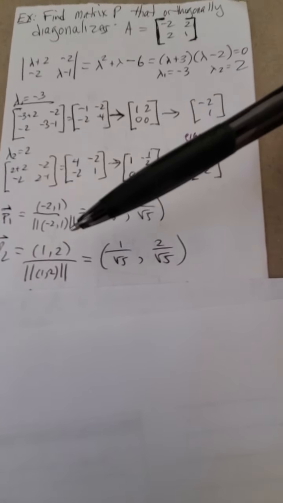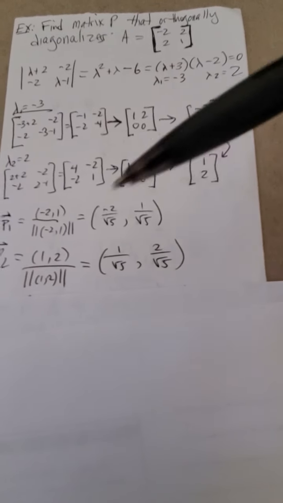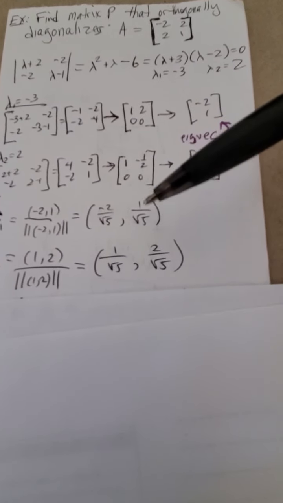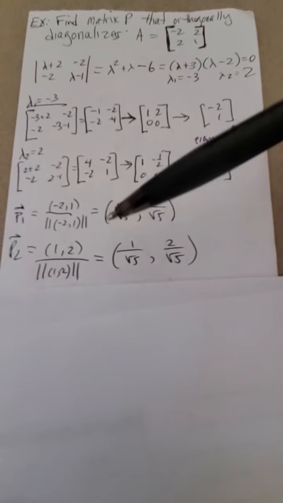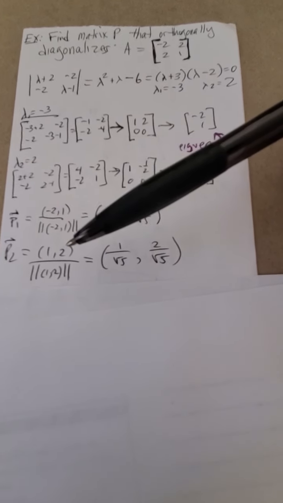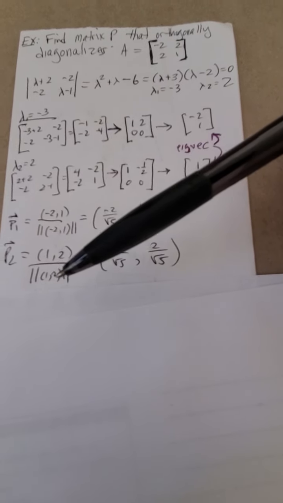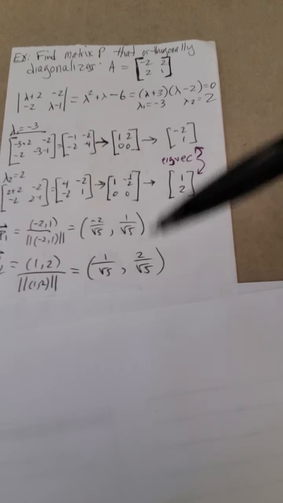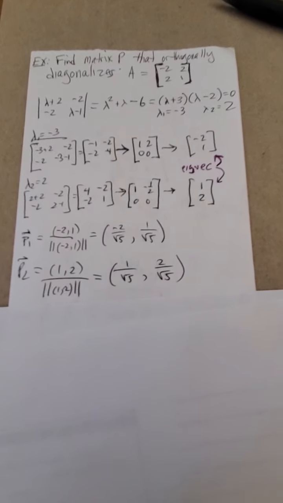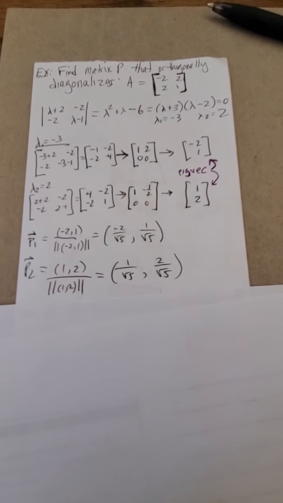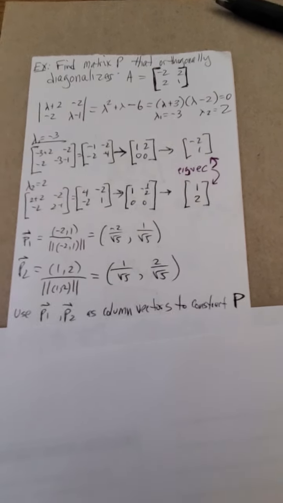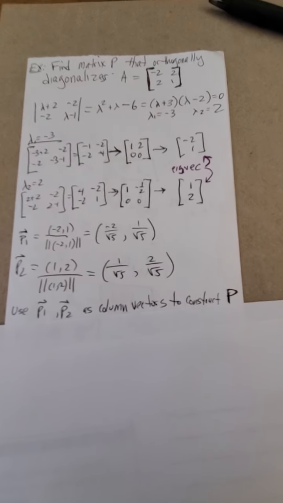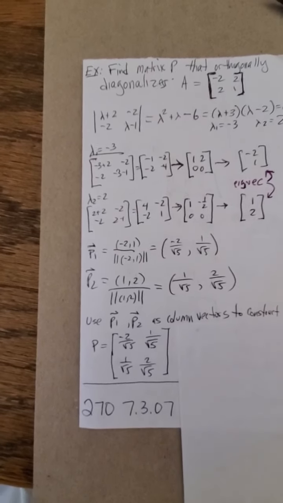The magnitude winds up being square root of 5. So instead of -2, 1, it's -2 over rad 5, 1 over rad 5, because it's just rad 5ing everything. And P2 is going to be the same vector, but divided by the magnitude of the second vector, which is also rad 5. So it's 1 over rad 5, comma 2 over rad 5. That's my P1 and my P2. And all I've got to do is take P1 and P2, combine them as column vectors to construct our matrix P, which is the matrix that we're looking for. So here's our matrix P right there.